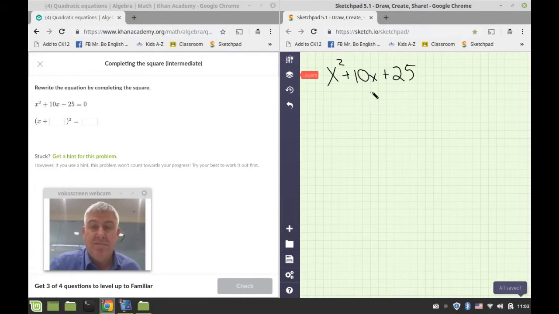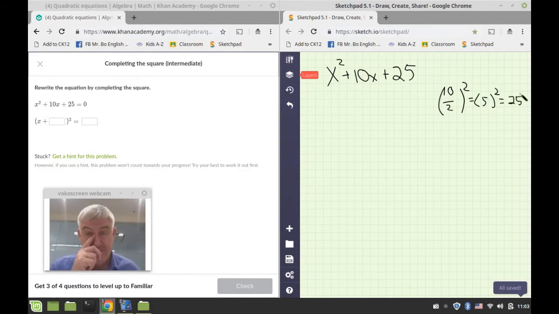Okay, so you'll remember we looked at this term, the x term, 10x, and we looked at the coefficient for that. The coefficient is 10, and we divided that coefficient by 2, and then we squared it, so that's 5 squared, and that's 25. So we need to have 25 as our constant, and we have that, so that's lucky. So we're just going to be able to use this as a perfect square. So that's going to be x plus 5.